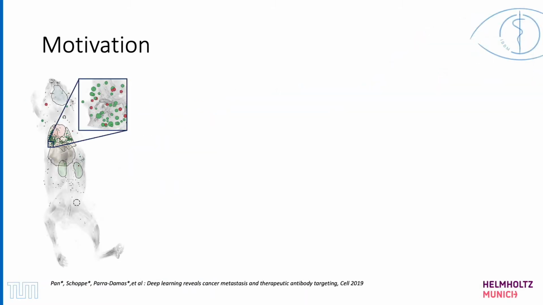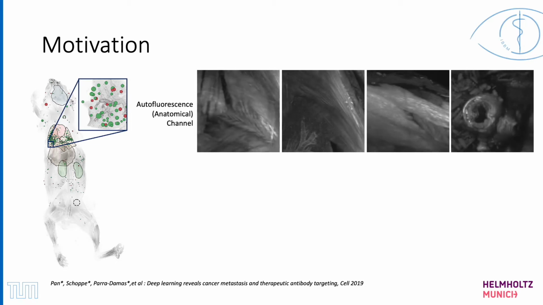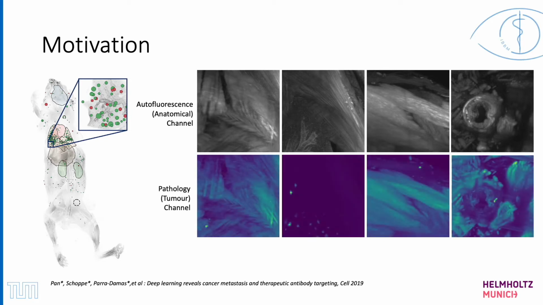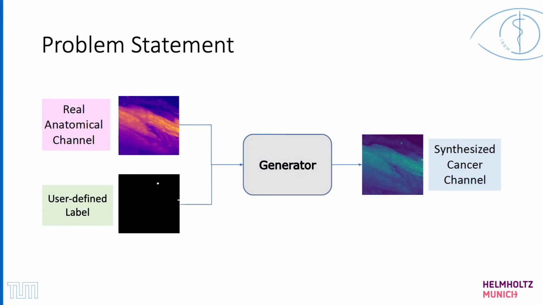The dataset that motivated this project highlights the metastatic spread of cancer through a mouse organism. An intriguing feature of this dataset is the multi-channel nature of the data. An autofluorescence channel images general tissue, and the pathology channel marks objects of interest such as tumors using fluorescent dyes. The goal of this application is to generate synthetic images in the pathology domain based on information in the anatomical channel with metastases placed in user-defined locations.